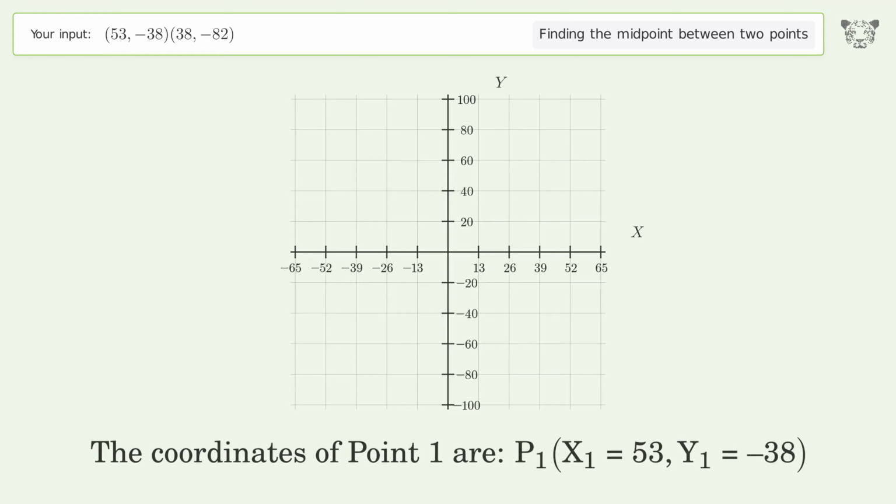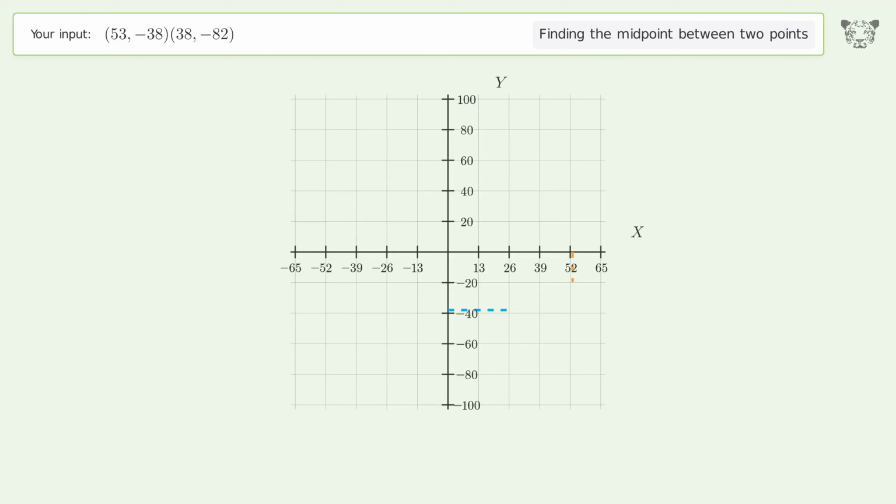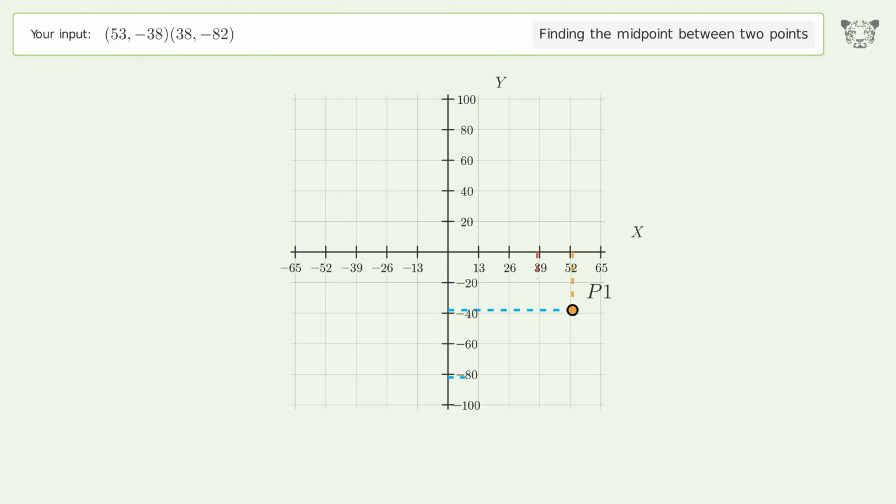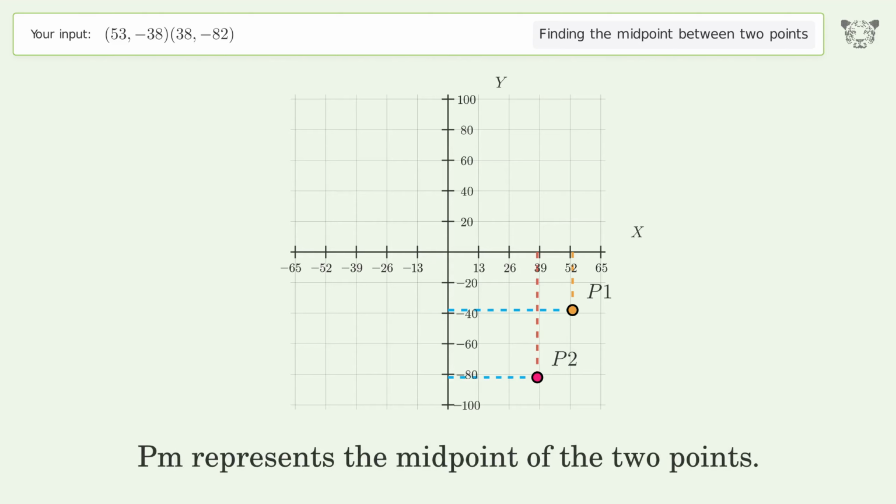The coordinates of point 1 are x1 equals 53, y1 equals negative 38. The coordinates of point 2 are x2 equals 38, y2 equals negative 82. PM represents the midpoint of the 2 points.